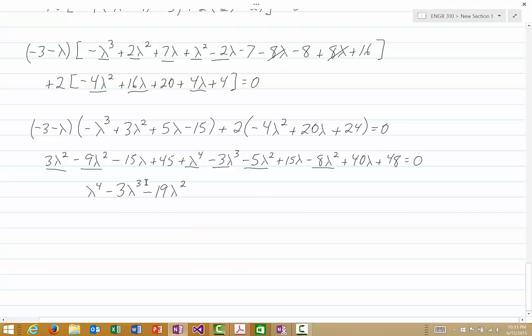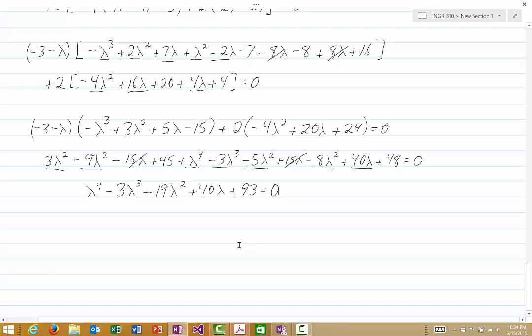And now for the lambda terms, notice that the minus 15 lambda and 15 lambda will cancel, and the only other lambda term we have is this plus 40 lambda. And then after that, all we have left are the 45 plus 48. So that's plus 93 is equal to 0. So if we have not made any errors, this is the characteristic equation for this matrix. And now what we want to do is to think about this and see if we can find any of the four values of lambda that will satisfy this equation.